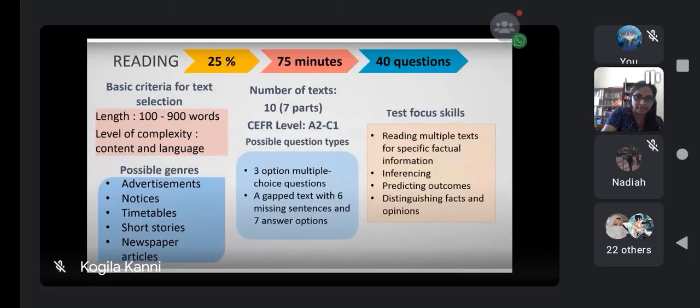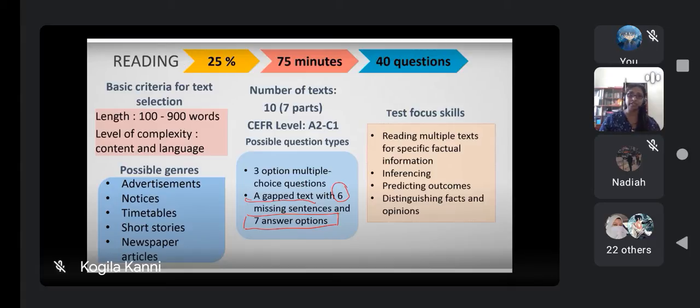So this gap text is something new because you will have one whole passage and 6 sentences will be missing. It's not any more a word here. 6 sentences will be missing and they will give you 7 option answers. In one whole passage, every paragraph, 1 sentence will be taken away. It's not necessarily main points, it's not necessarily supporting details. So you'll have to really read the flow and understand what it is saying to be able to fit the right sentence in the right gap.